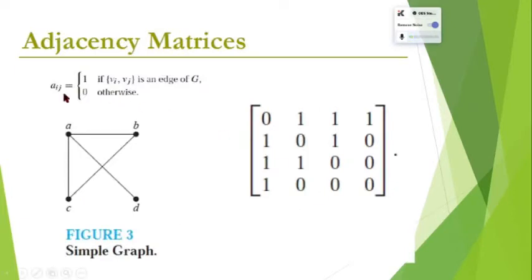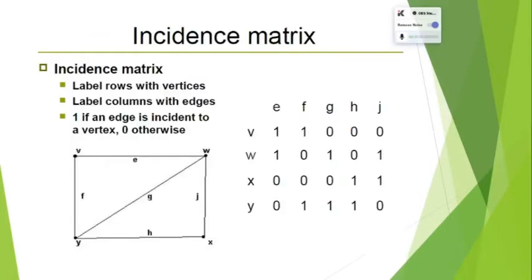Adjacency matrices. So A sub ij is equal to 1 or 0. So 1 siya if and only if V sub i and V sub j is an edge of G, while 0 siya if it doesn't follow this condition. So this is an example of a simple graph and this is an example of adjacency matrices. Now, let's go with the next slide para mas maintindihan natin.